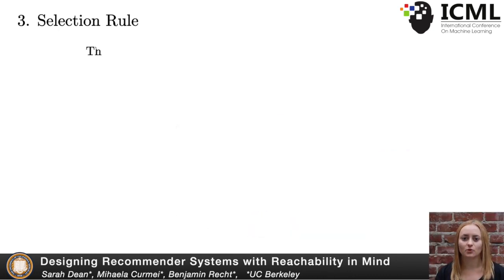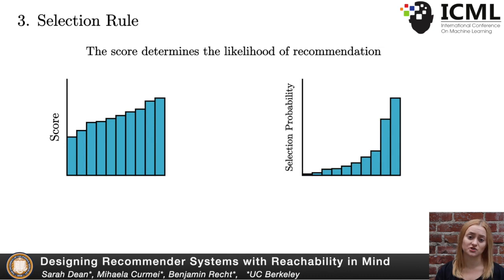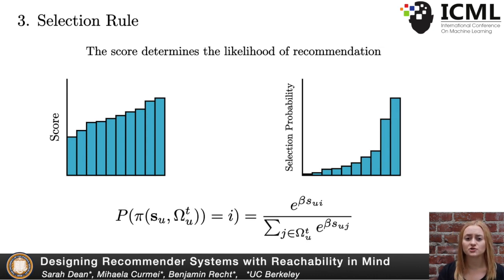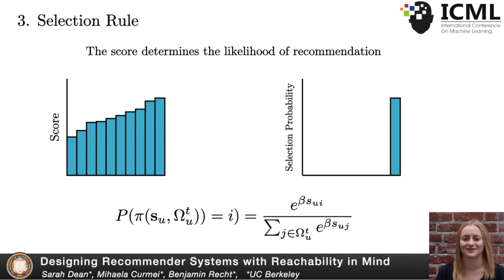The updated score is used to make a selection. Each item's score is translated into a selection probability. In this work, we consider the class of softmax probabilities parameterized by a factor beta. This class includes uniformly random recommendations as well as top-1 deterministic selection.